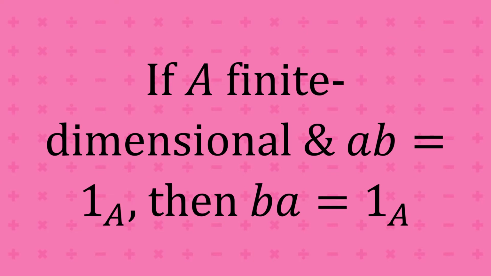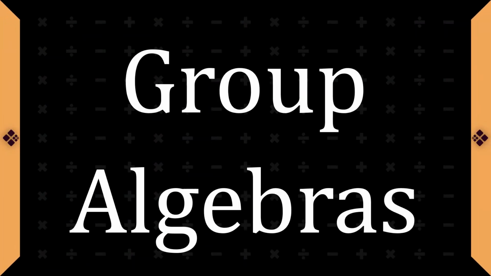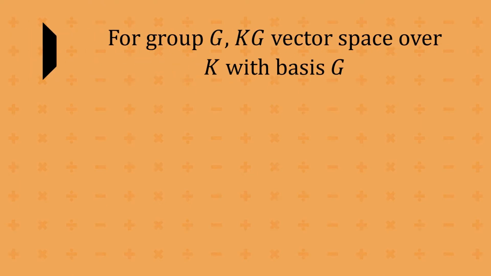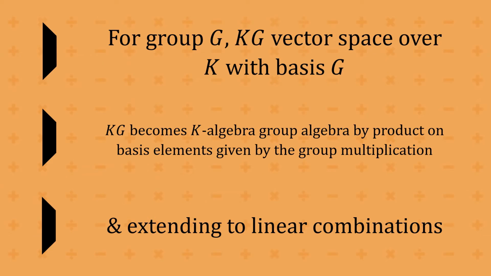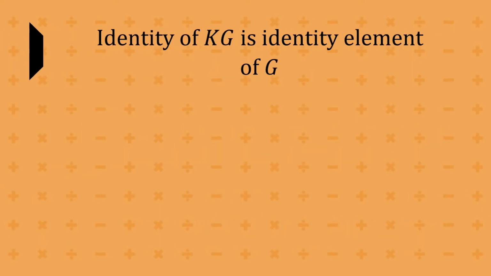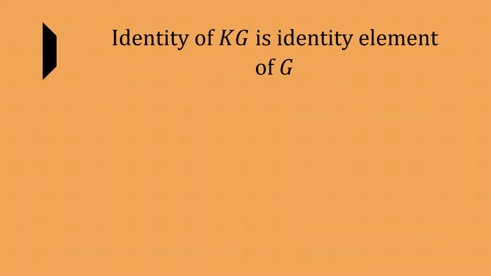Another type of algebra is a group algebra. For a group G, we define KG to be the vector space over K with basis G. Then KG becomes a K-algebra called the group algebra by taking the product on the basis elements, i.e. the elements of G, to be given by group multiplication, and then extending this to linear combinations. The identity element of KG is the identity element of G.